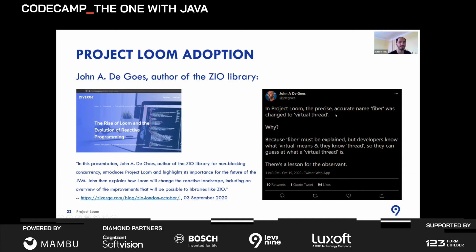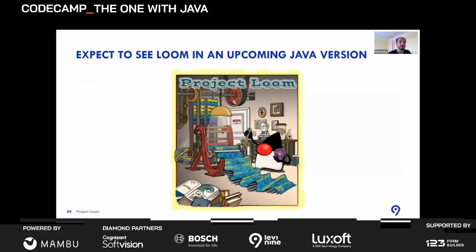He also posts on Twitter from time to time about Project Loom, and I like this one, how he observed that the Project Loom creators shifted to naming it virtual thread because Fiber doesn't say much, but virtual thread says that it's a thread and it's something virtual about it. So there's a lesson for the observant. Okay, and this leads me to the conclusion that you should expect to see Loom in an upcoming Java version, maybe 17, maybe 18, or who knows. But it's definitely going to be a thing.